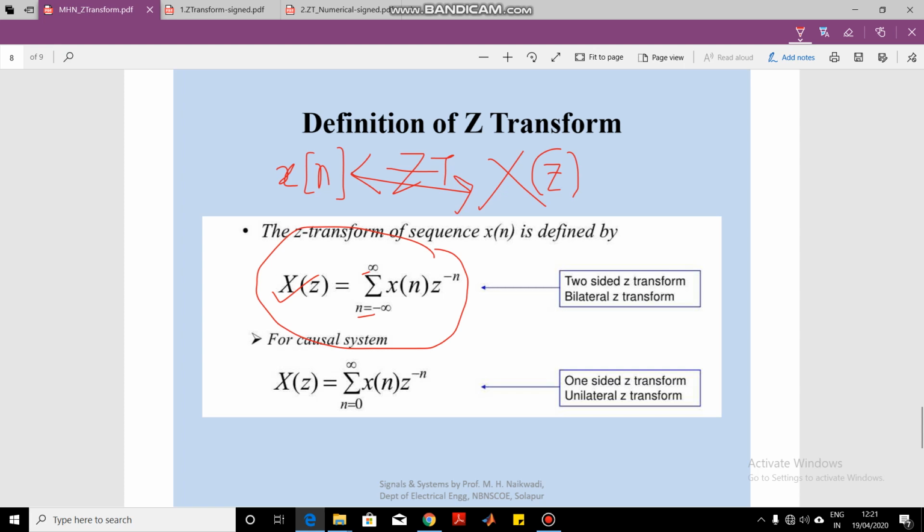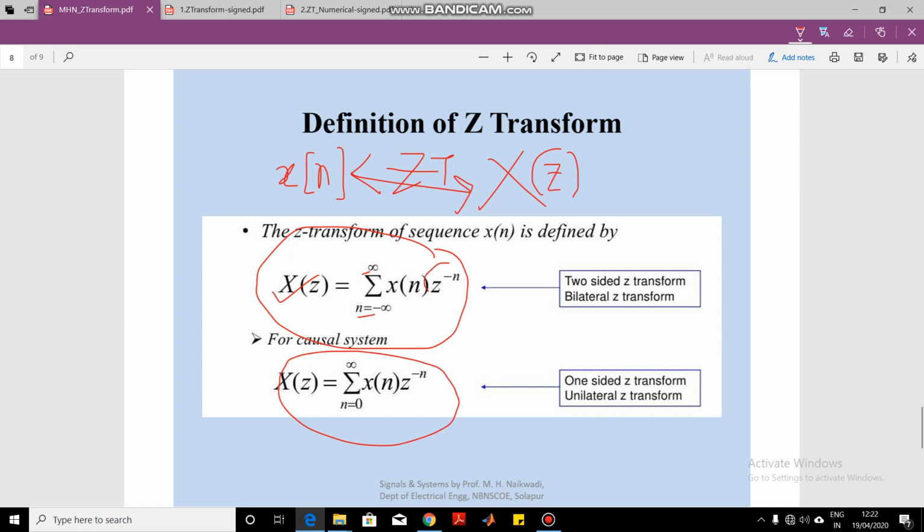The Z transform for a causal signal can be written as a summation from n equal to 0 to infinity. The part from minus infinity to 0 we have removed. So this is another formula, which is only for causal signals. We have a formula for non-causal signals and a formula for causal signals. Only remember this summation: this one is from minus infinity to plus infinity, and this one is from 0 to infinity.